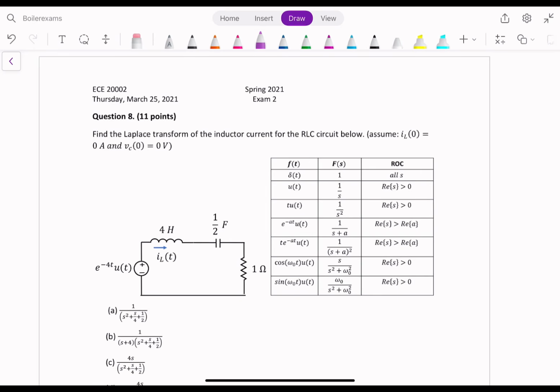Okay, question 8. Find the Laplace transform of the inductor current for the RLC circuit below. Assume that I sub L of 0 is equal to 0 amps and V sub C of 0 is equal to 0 volts. Okay, what we have here is a zero state response question. And what this question is asking us to do is find the inductor current in Laplace domain. So it wants us to find I sub L of t in terms of s, with s being our complex frequency.